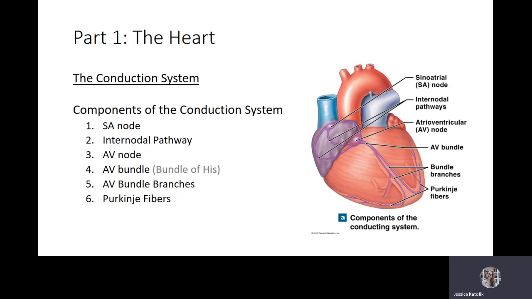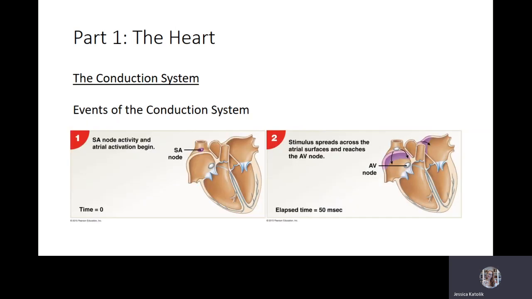So let's look at kind of the steps. What will happen at time 0 is the SA node will generate the action potential, and that action potential will go through the internodal pathways, spread through the atria, stimulating the atria to contract. So over here, you can see the SA node starts here at time 0, and like at time 15 milliseconds, we can see that the electrical impulse is spreading across the atria, and it'll eventually meet up with the AV node.